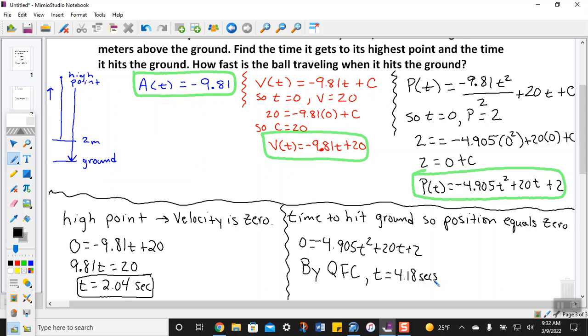So we jump up to here. We need to evaluate v of what value? 4.18. Okay, so I find my velocity function. That's going to equal negative 9.81 times what value are we substituting into this velocity function right here? Okay, so this is going to be v equals negative 9.81 times 4.18 plus what value?